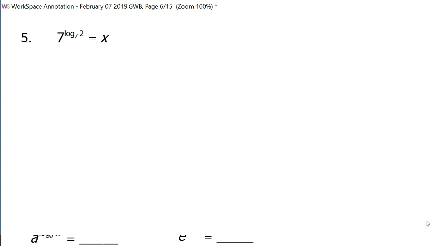Next one, number 5. Now this one's not a review problem, this one's new for today. If you have 7 to the log base 7 power, that cancels each other out. So if you have a log as an exponent, it cancels. And what would our answer be? 2. Whatever's left over is the answer. So the answer is 2 for x.